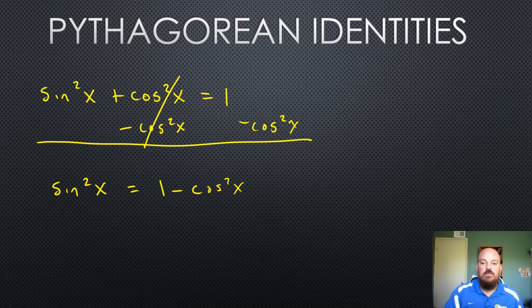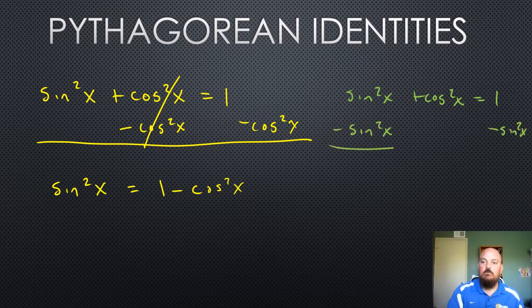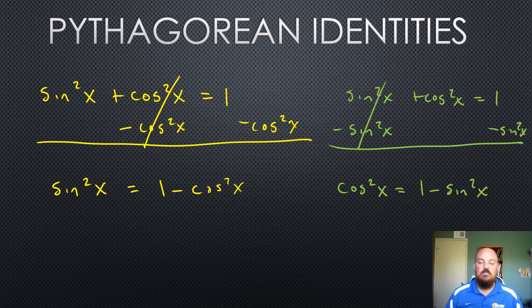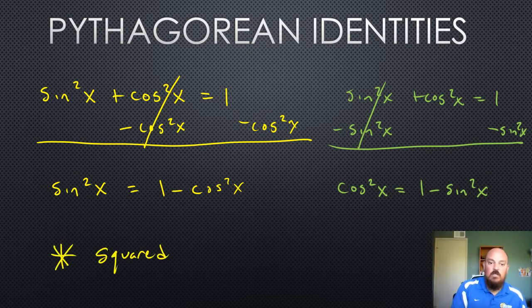And then let me real quickly do the other one. This time we'll subtract sine squared x from both sides. Cancel the sine squared x, and we get cosine squared x equals 1 minus sine squared x. So basically a good way to think of this is when you're dealing with sines and cosines, as long as you're dealing with squared terms, and that's important, I'm actually going to add it on here. All Pythagorean identities are for squared terms only.